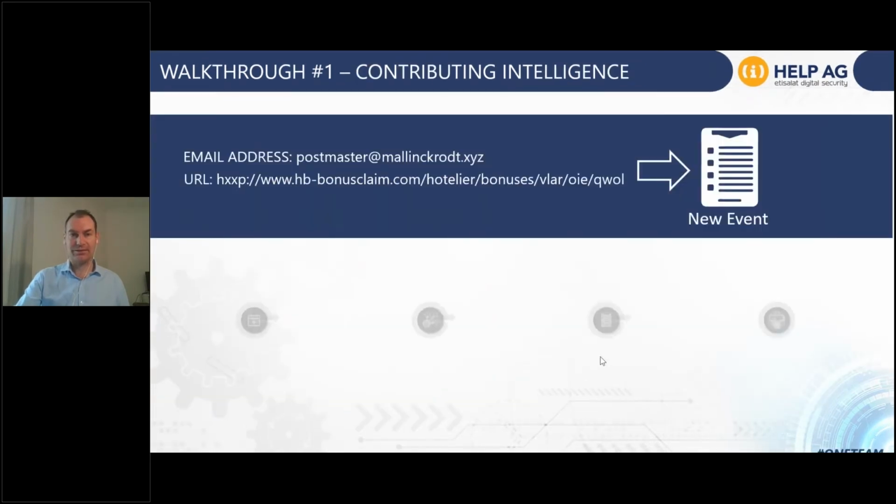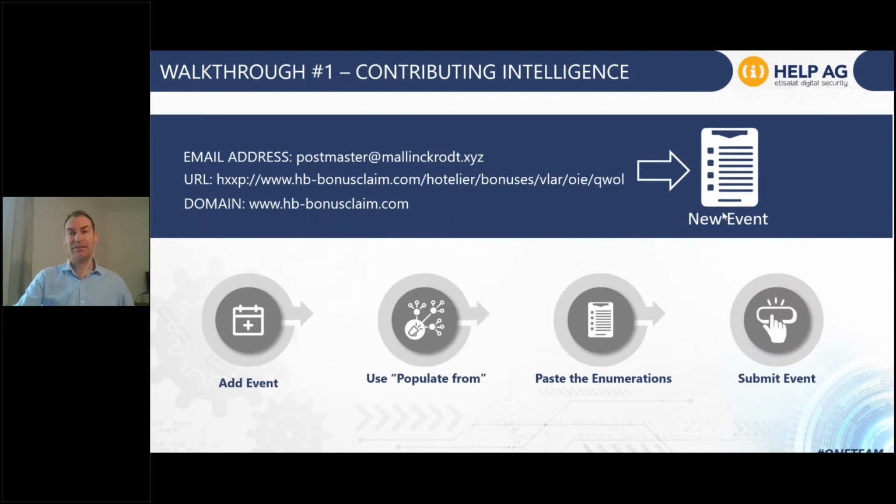Okay, so we're going to take the details and we're going to create a new event. We're going to use the Populate From feature, which allows us to copy and paste these attributes you see on the screen here, the email address, the URL, and the domain. Paste them in. The platform will validate them and present us with those attributes before they're uploaded to the platform, to give us a final check to make sure we're happy with them. And before we do that upload to the platform, we're going to do a quick check to see if there's any events related to this particular domain. So let's do that now.